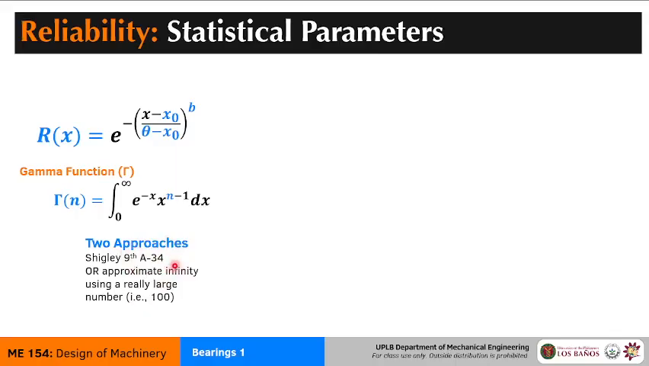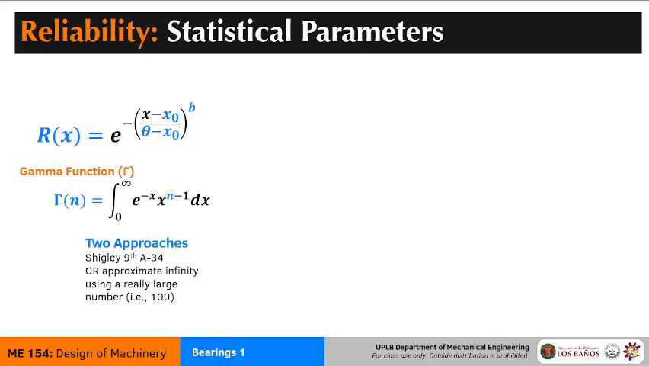Or you can approximate infinity here with a very large number. So if you insist, okay, I'm going to use 100 as the last border of my integral function. I would just advise to use this. Just use A-34.